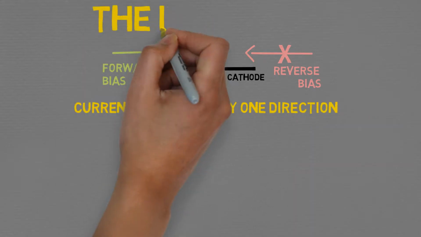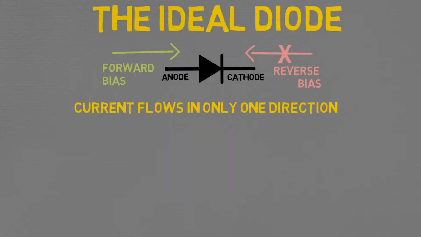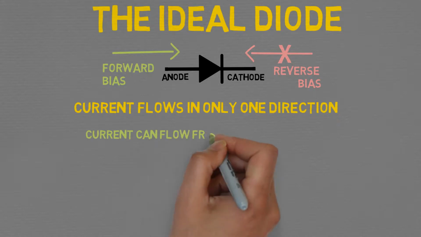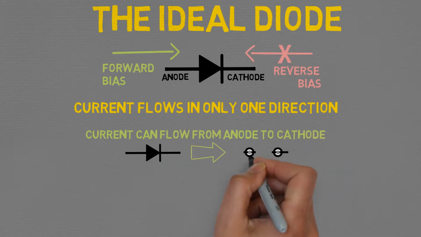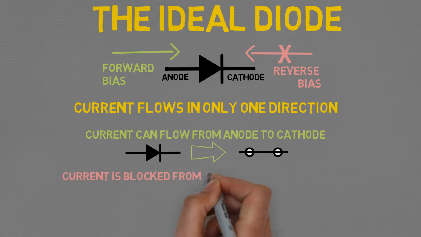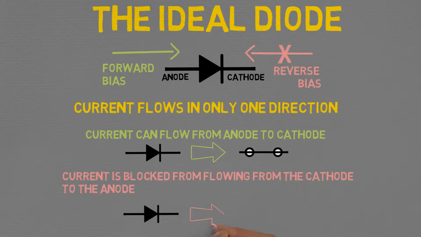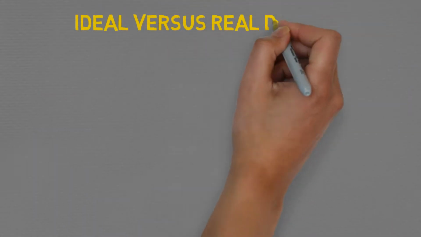The ideal diode is a mathematical model which is the perfect form of this behavior. Current can flow from the anode to the cathode, and the ideal diode behaves like a short circuit. However, current is blocked from flowing from the cathode to the anode, and the ideal diode behaves like an open circuit. So that's ideally how diodes work, but real diodes have real-world limitations.